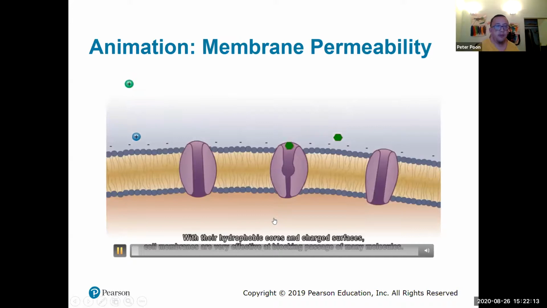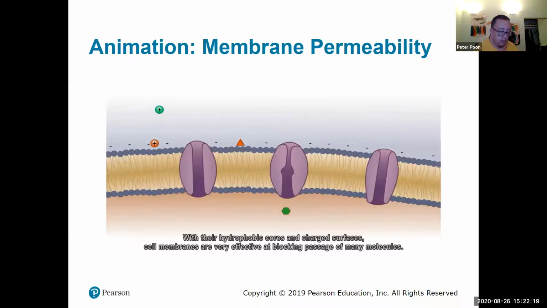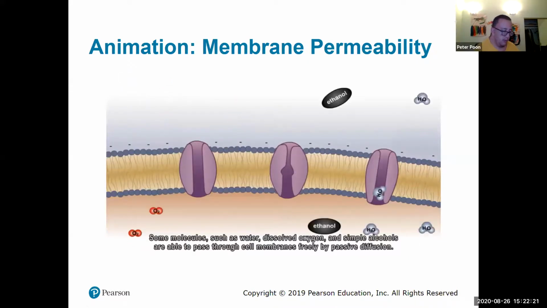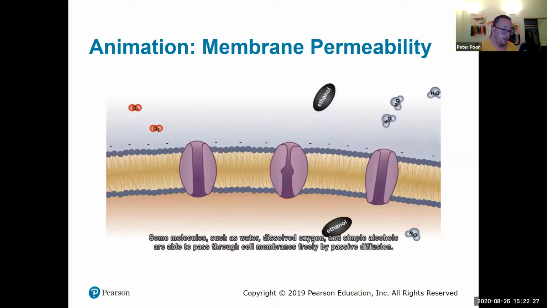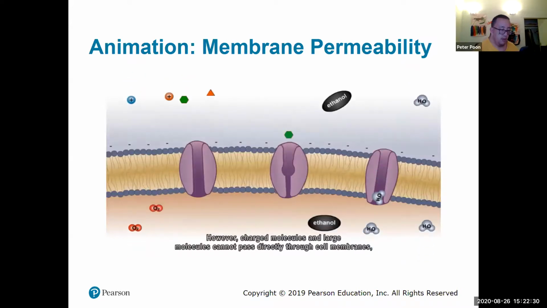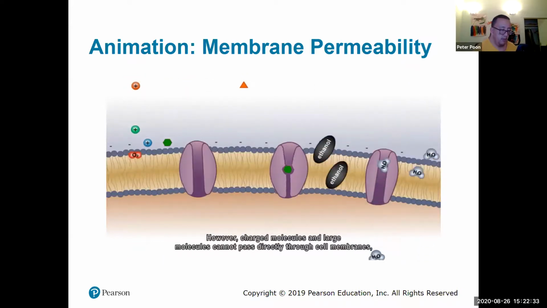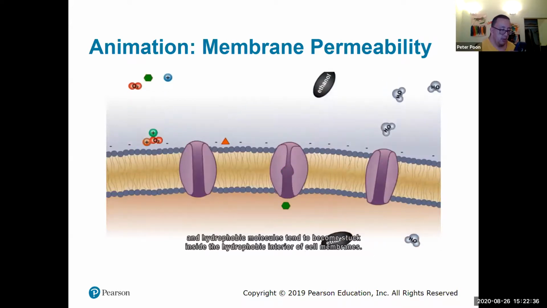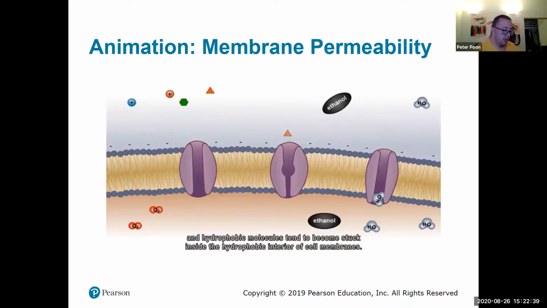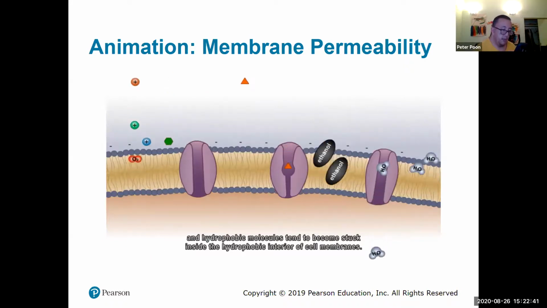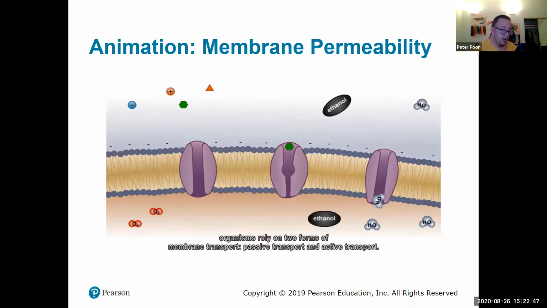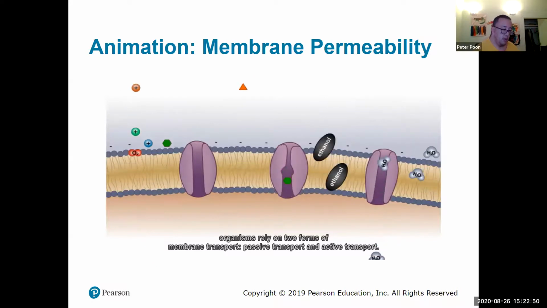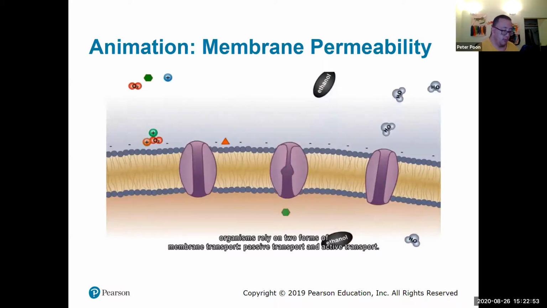With their hydrophobic cores and charged surfaces, cell membranes are very efficient at blocking passage of many molecules. Some molecules, such as water, dissolved oxygen, and simple alcohols, are able to pass through cell membranes freely by passive diffusion. However, charged molecules and large molecules cannot pass directly through cell membranes, and hydrophobic molecules tend to become stuck inside the hydrophobic interior of cell membranes. In order to allow these complex molecules to enter and exit the cell, organisms rely on two forms of membrane transport: passive transport and active transport.